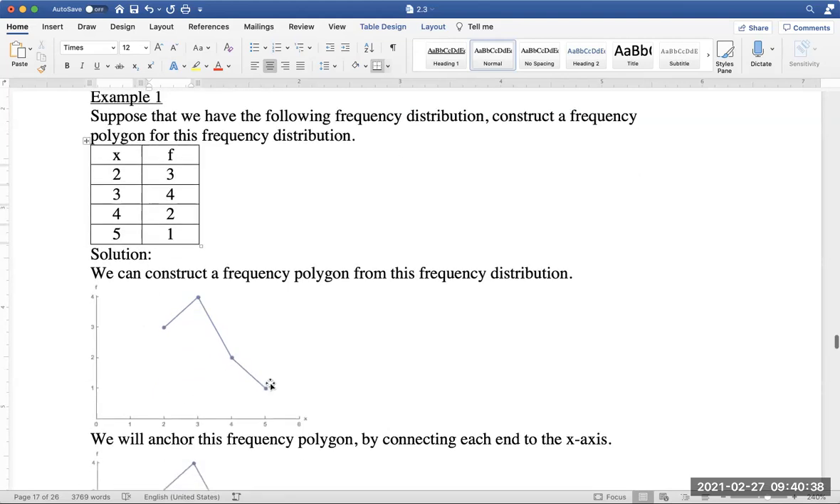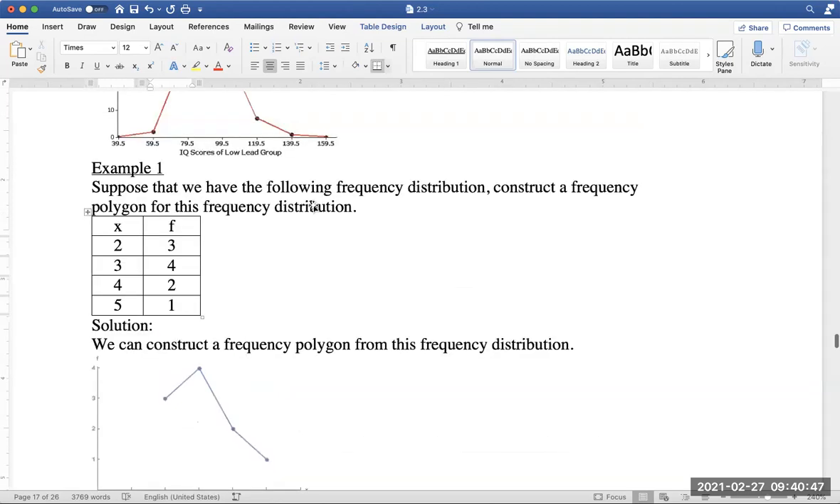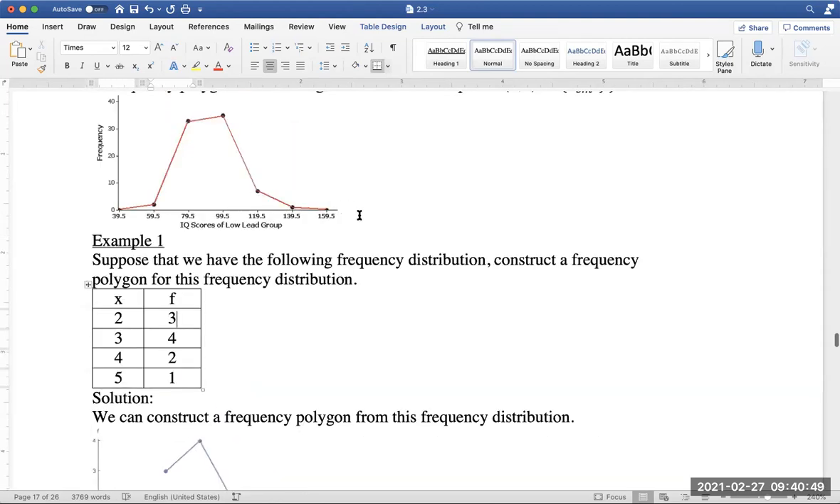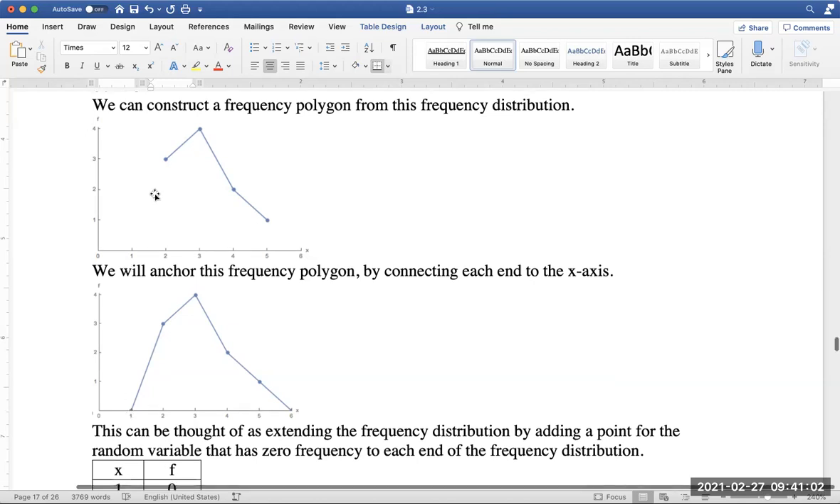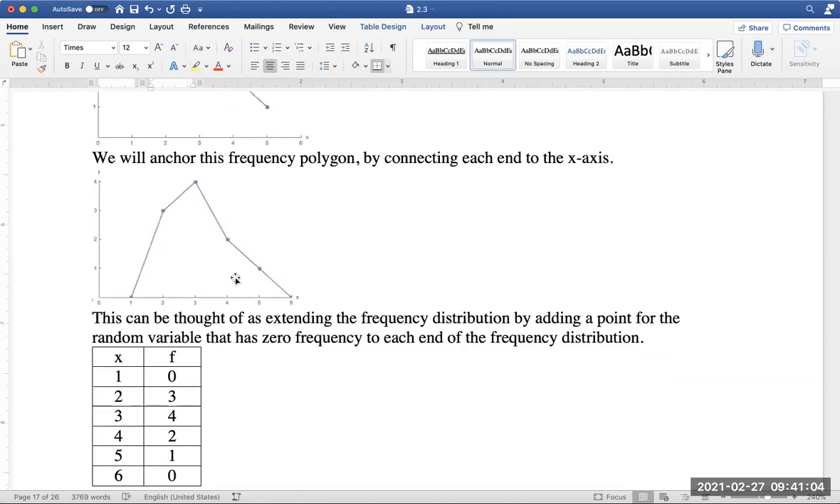Now this kind of looks like it's floating in space. So since we don't like things floating in space, we usually anchor them to the axis. And so we'll draw a line down so that we anchor this. And so we'll anchor this here, bring it down to the axis, bring this other one down to the axis.